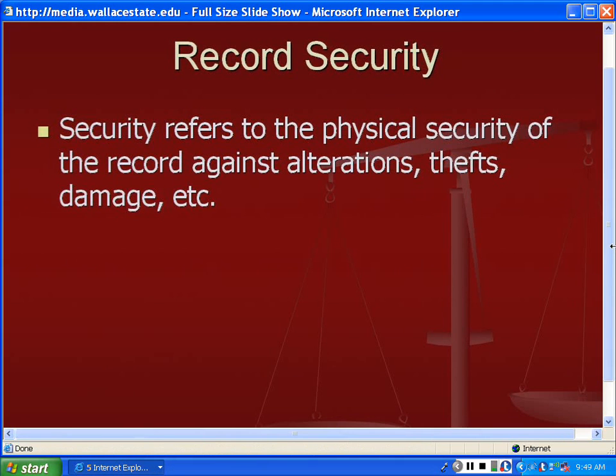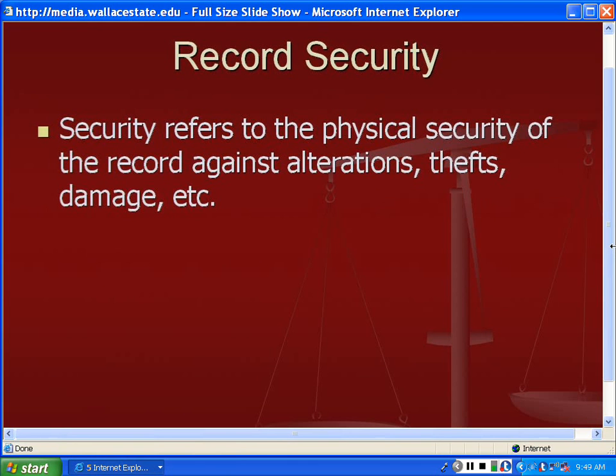Traditionally, it's been a paper record. And so we have to have certain safeguards to make sure that our records are secure, that they're not being altered or stolen or damaged in any way. That's what we're talking about with record security. It goes a lot further when we're talking about electronic health records, when things are kept on the computer. There are other security issues there, such as viruses and worms and computer hardware malfunctions and those types of things.